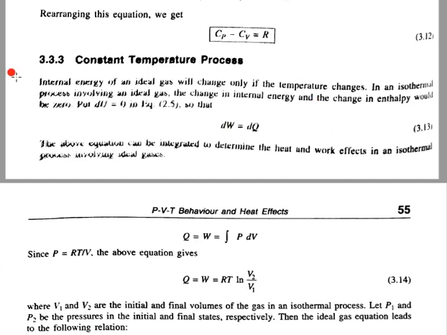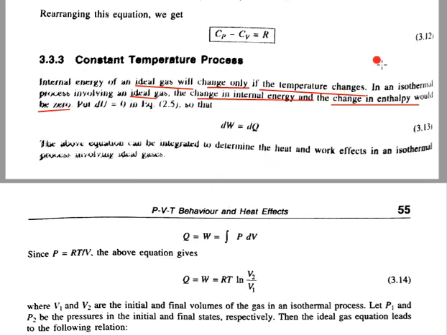So exactly, internal energy of ideal gas will change only if the temperature changes. Okay, internal energy of any process or any gases is changed when we increase or change the temperature, but in case the temperature is constant, so in an isothermal process involving an ideal gas, the change in the internal energy and the change in the enthalpy would be zero.